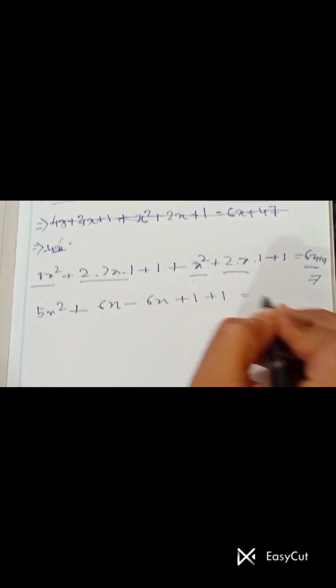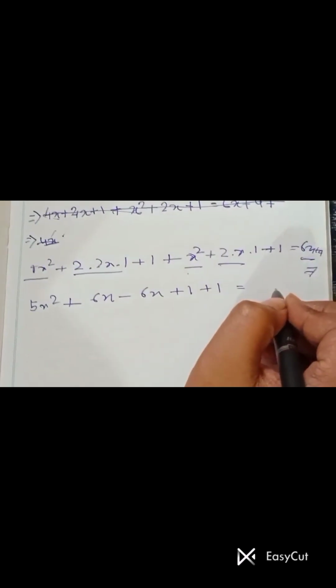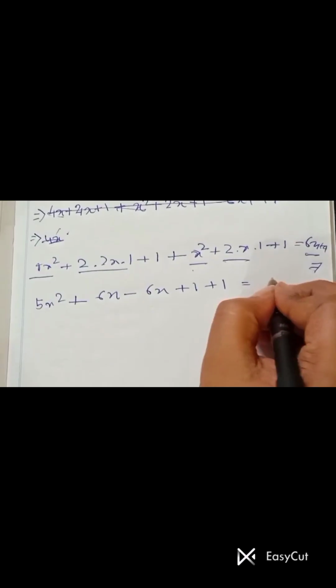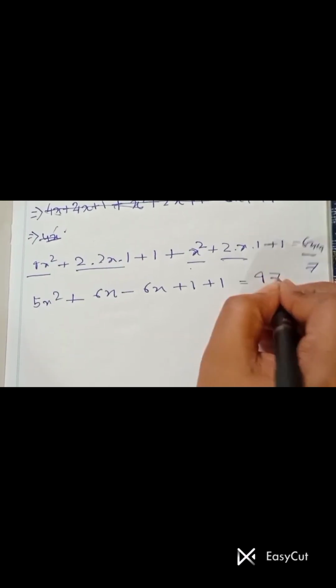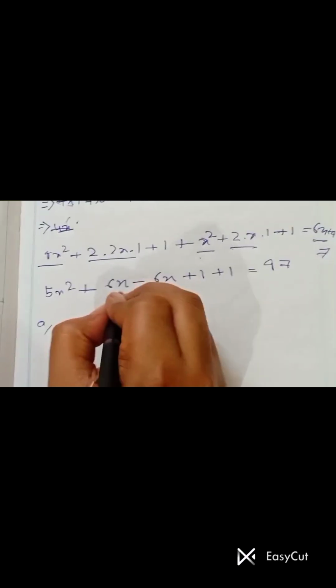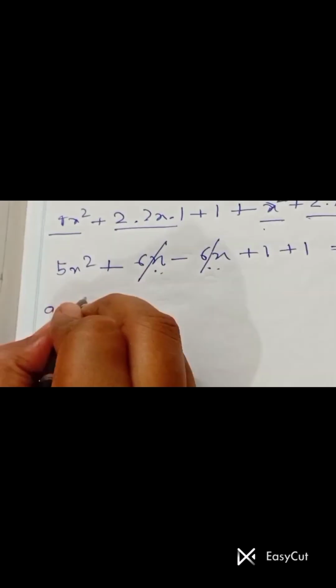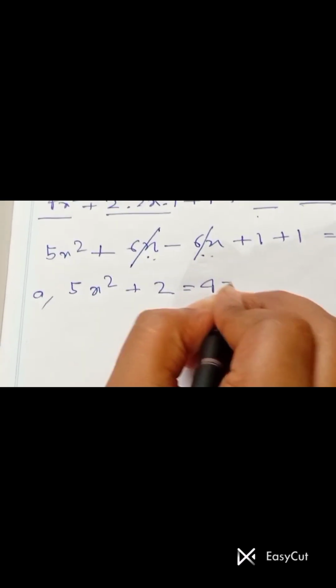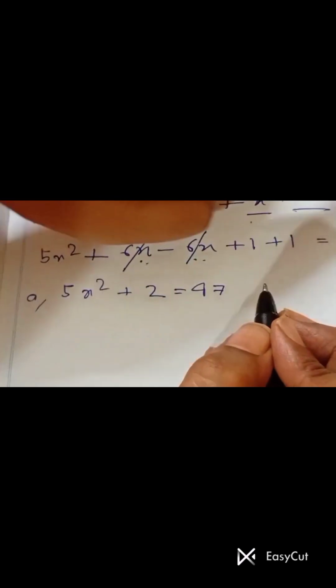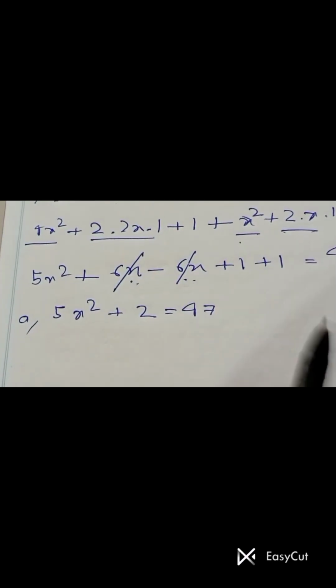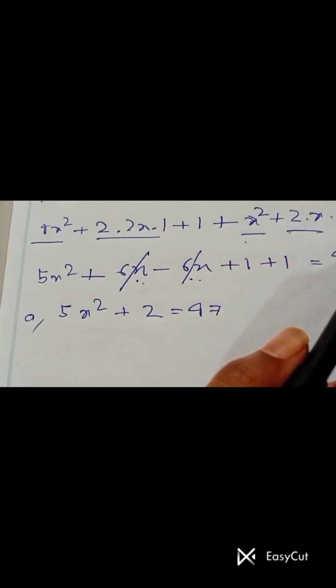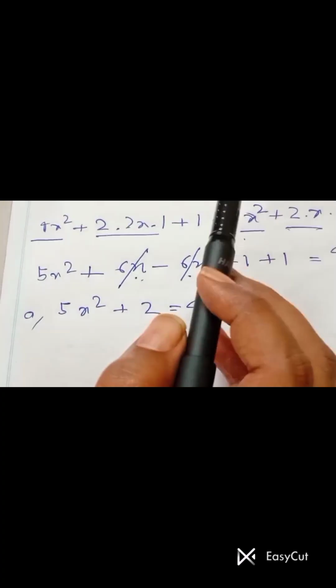After that, plus 1 plus 1 equals 47. So what do we get? Plus 6 and minus 6 are equal, but the signs are opposite, so we can easily cancel 6 and 6. So what are the terms remaining in the equation? 5x square plus 2 equals 47. Here is 1, here is 1. What do we get? 2. And on the right hand side we had 6x plus 47. The 6x got cancelled, since on the left hand side there was also 6x.